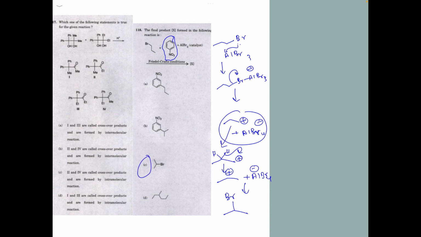So option C is the answer. NO2 is a deactivated product, so no alkylation. And D also will not form because we are having carbocation. Carbocation can react with the negatively charged species, so that we are getting the bromide, 2-bromo propane molecule.